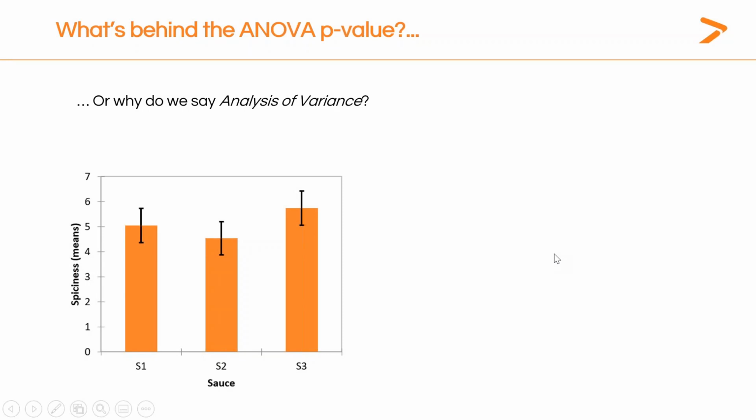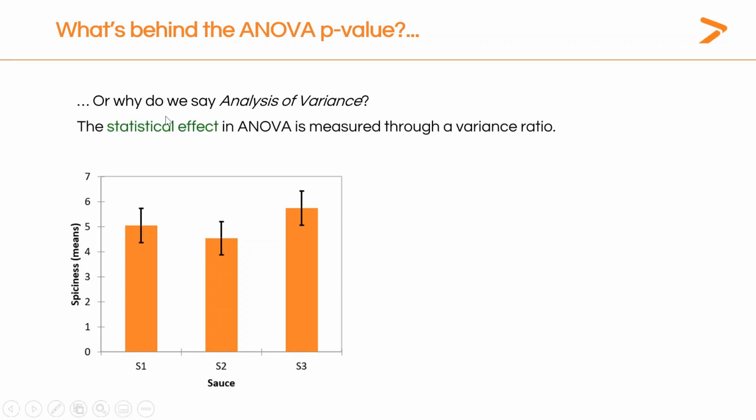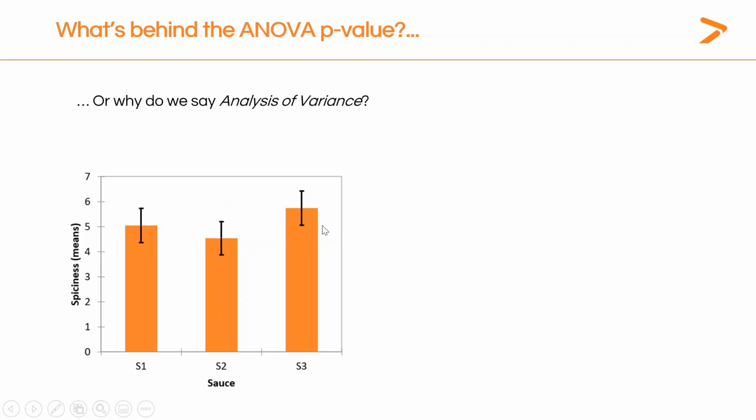Now, what's behind the ANOVA p-value? How is the statistical effect in ANOVA measured? And why do we say analysis of variance actually, while we are comparing means? So the ANOVA is based on the comparison of two variances. And I remind you that a variance measures the spread of the data. Actually, variance equals the square of the standard deviation. So there are two sources of variance that are compared behind ANOVA.